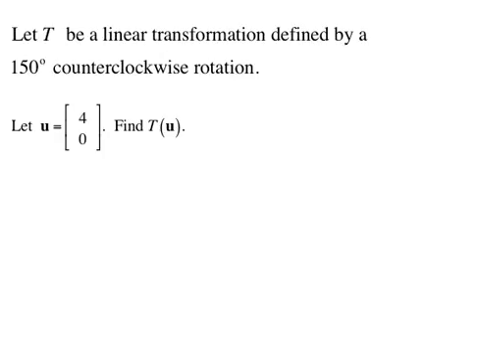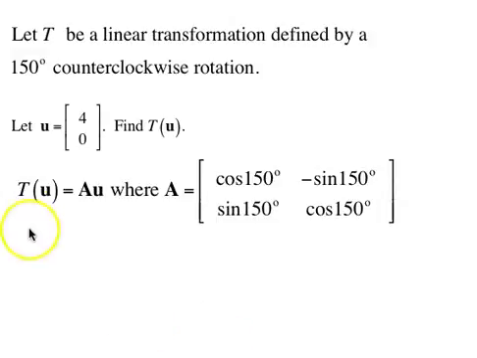Our next question says, let T be a linear transformation defined by a 150-degree counterclockwise rotation. If U is 4, 0, find T of U. So we need to construct our matrix that corresponds to that linear transformation. So the transformation applied to U is the same as some matrix applied to U, where that matrix is cos 150, sine 150.